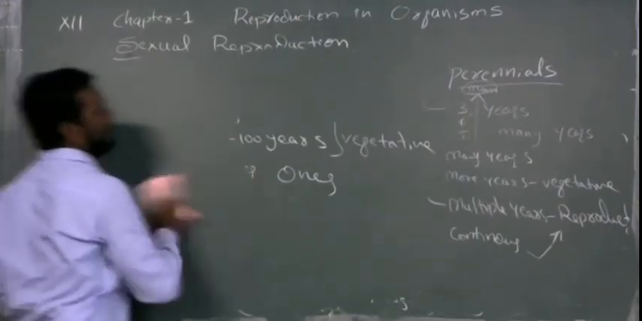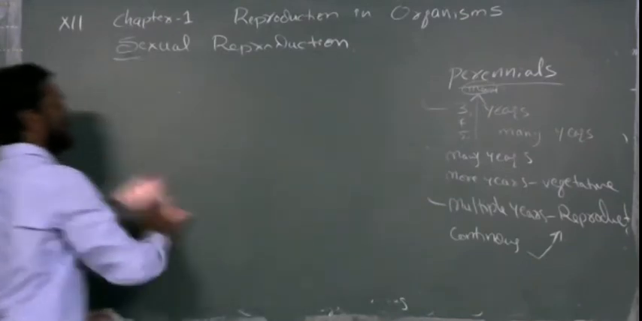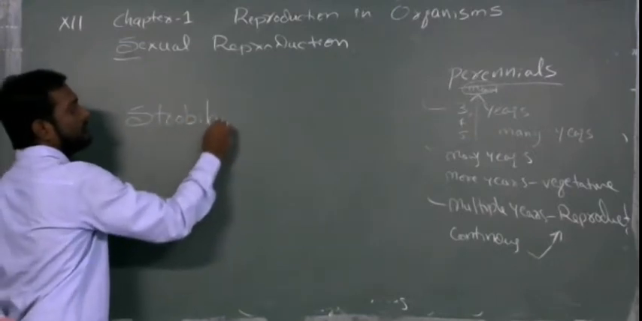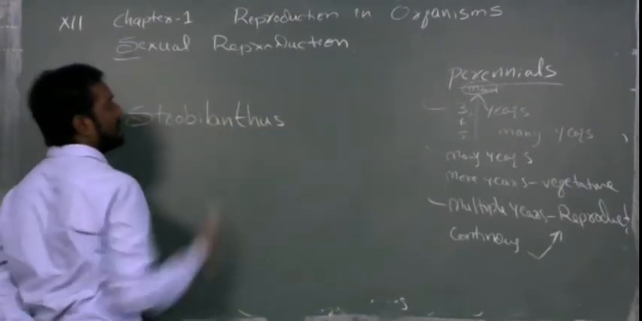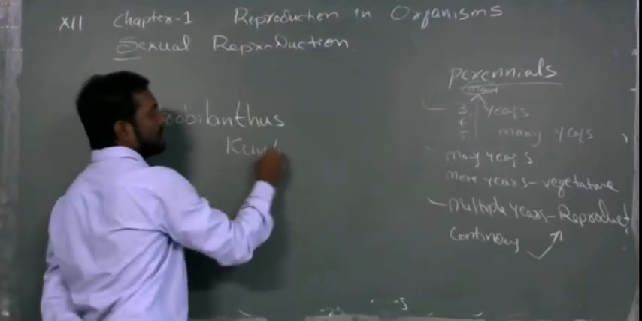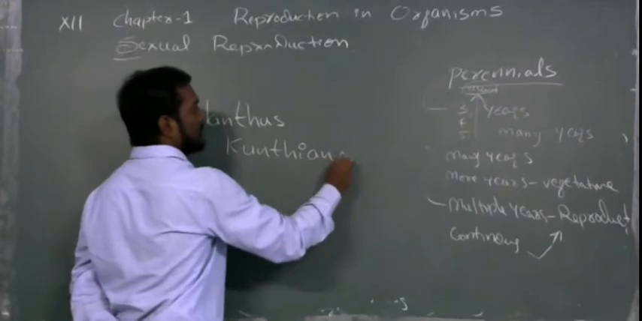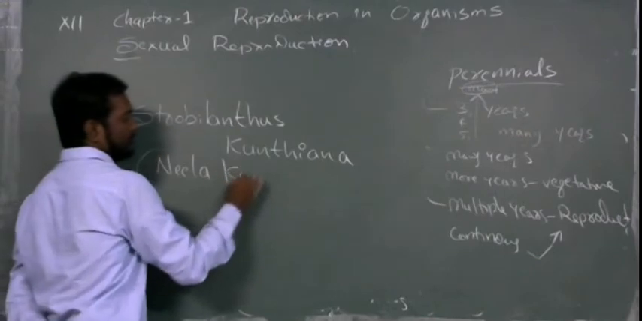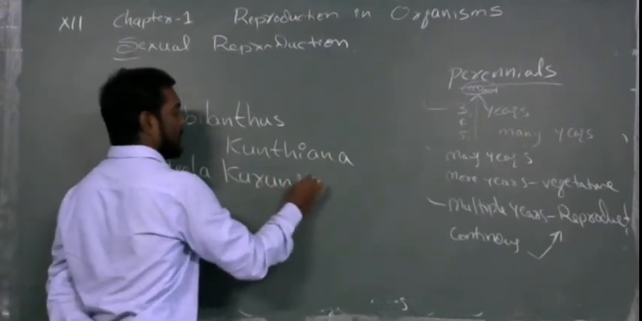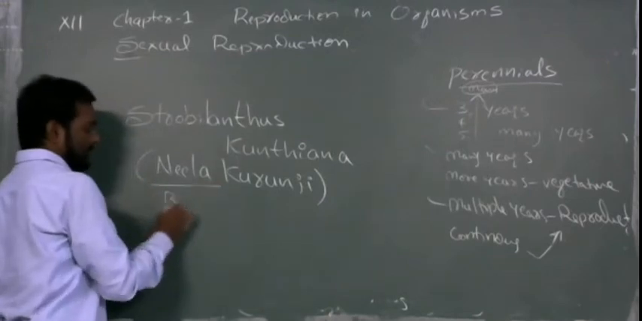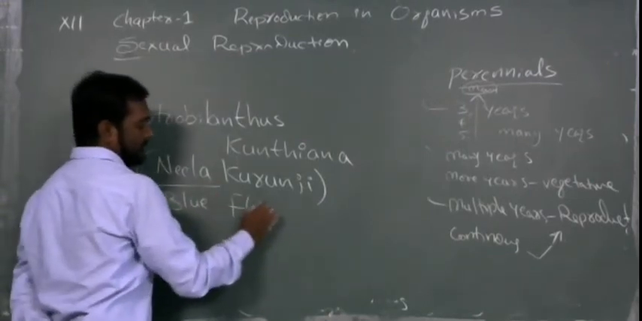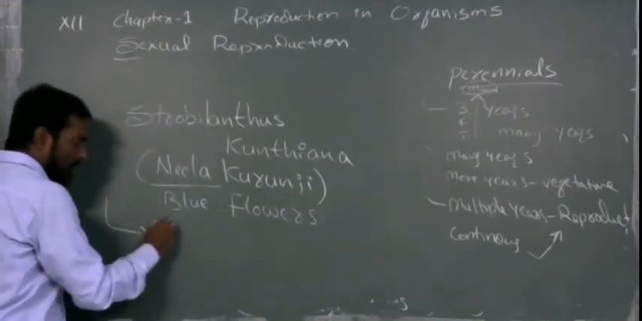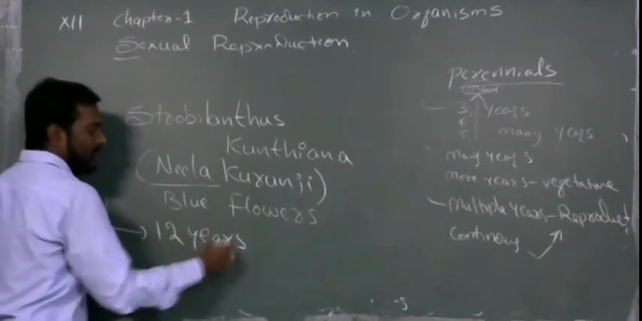Next, another example, especially seen in South India, is Strobilanthes kunthiana. Locally, many people call it Neela Kurinji. Neela means blue color; they give blue flowers. What is the specialty, why do we discuss it specially? Because it flowers once in 12 years.